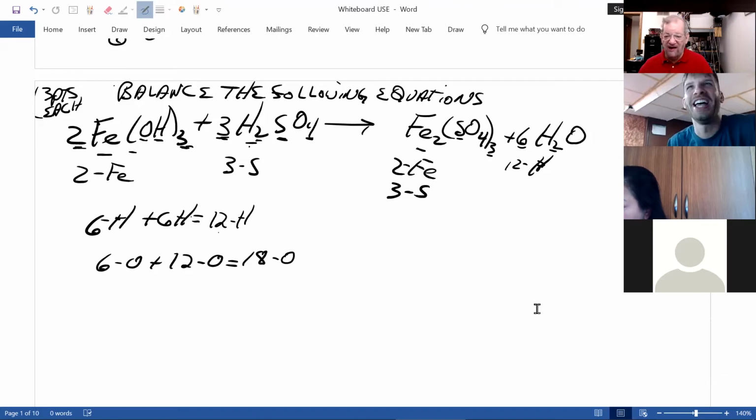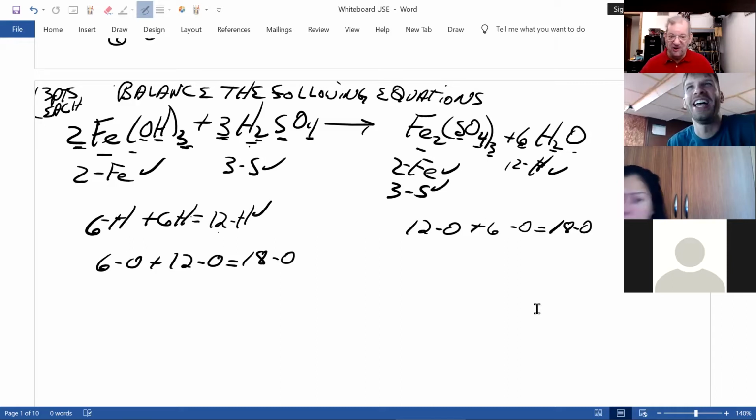If I go on this side, notice in the bracket, I have 4 oxygen outside the number 3. So you multiply, that's 12 oxygen. And then here in water, I have 6. Oh, look, it adds up to 18. I think we did it. Let's do a final check. 2 iron, 2 iron, 3 sulfur, 3 sulfur, 12 hydrogen, 12 hydrogen, looking good. 18 oxygen, success, 18 oxygen. It's balanced.